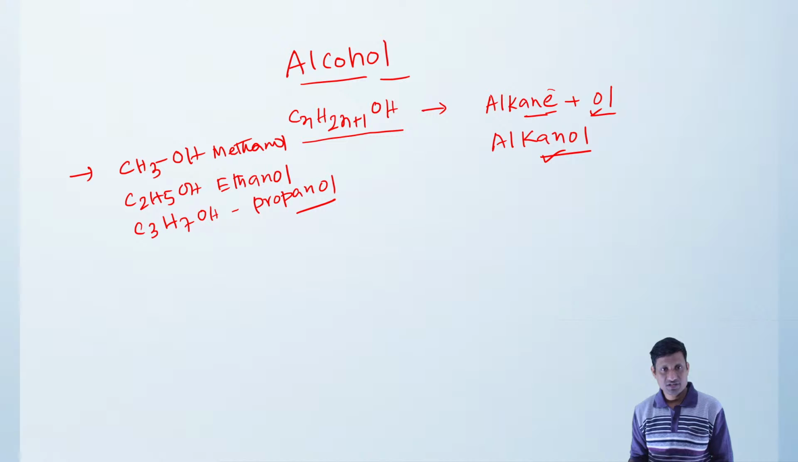Now, if you can see, from the first to the second member it differs by one CH2 unit, and from the second to the third, again it differs by a CH2 unit. All these remain the same, the only difference is they differ by a CH2 unit. So these are a homologous series.